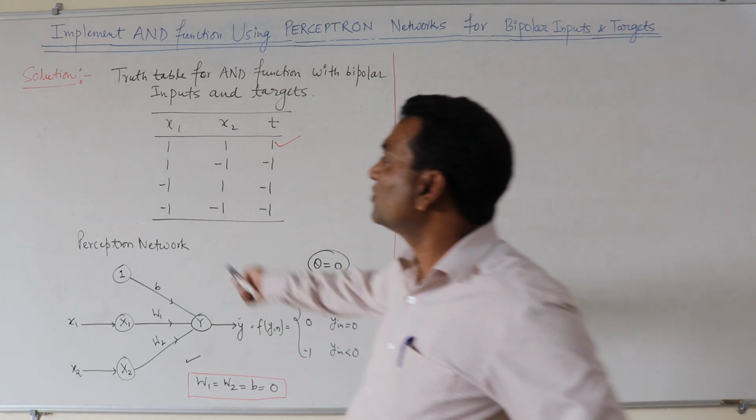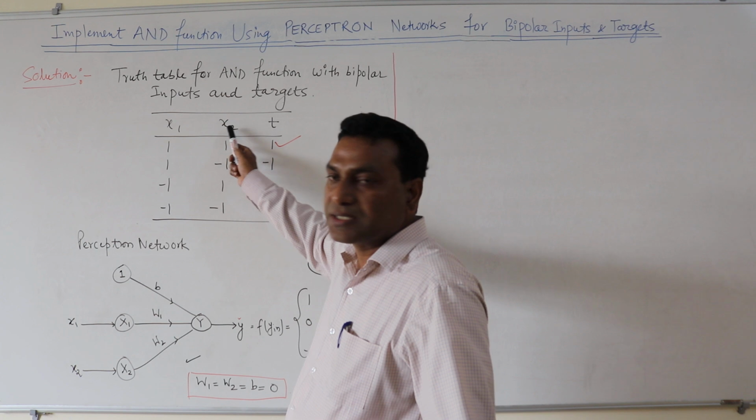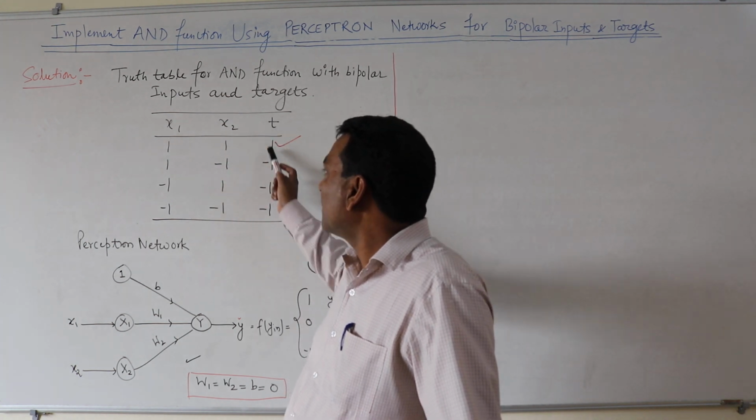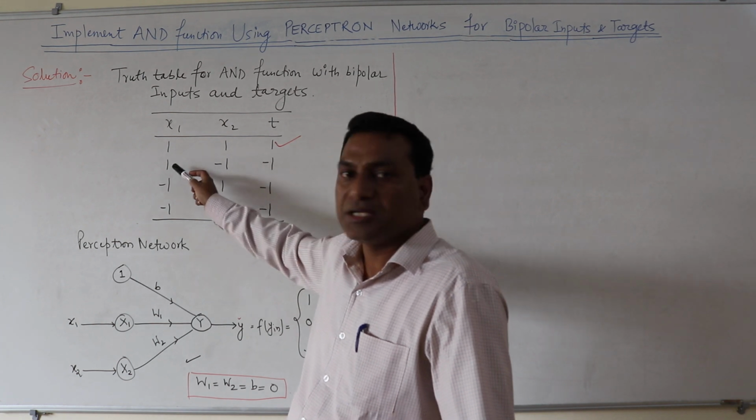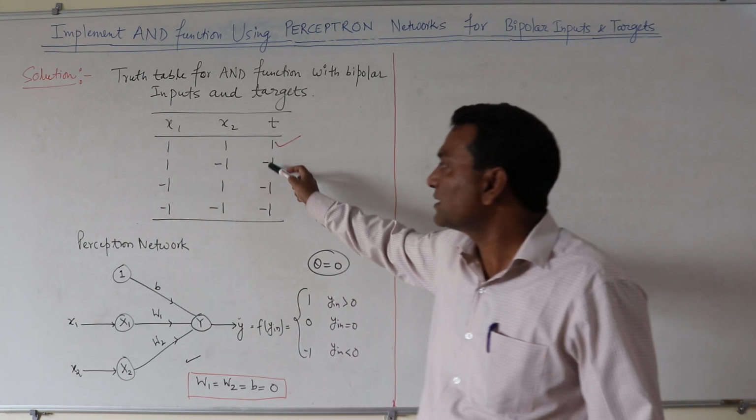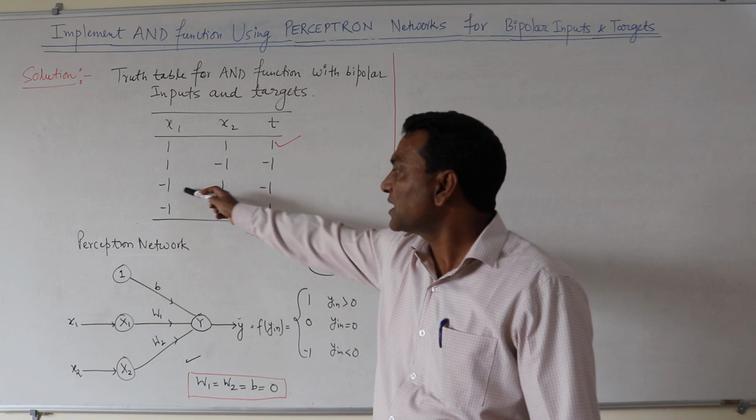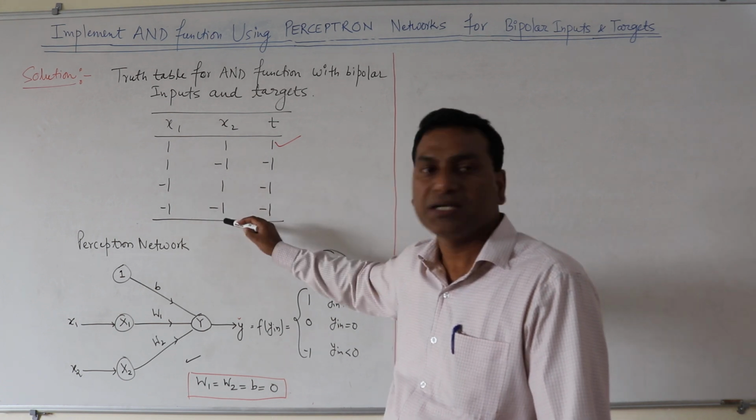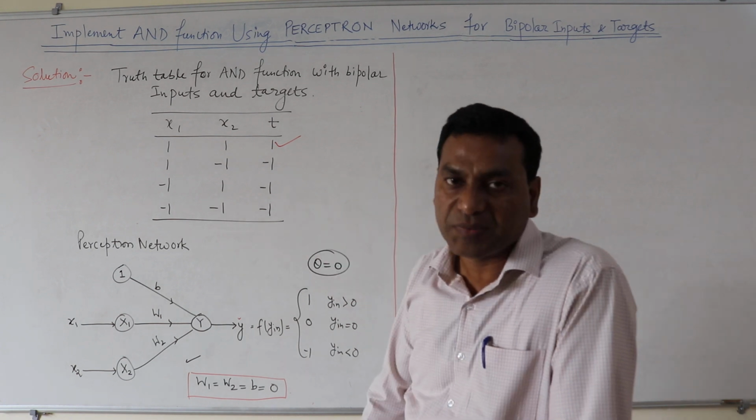It is containing the two inputs. This is x1 and x2 and this is the target. When the inputs are 1 and 1, then the target is 1. When the inputs are 1 and minus 1, the target is minus 1. When the inputs are minus 1 and 1, then the target is minus 1. When the inputs are minus 1 and minus 1, then the target is minus 1.